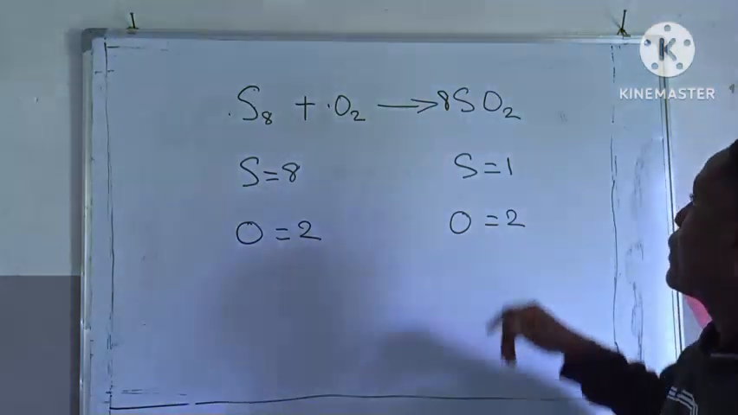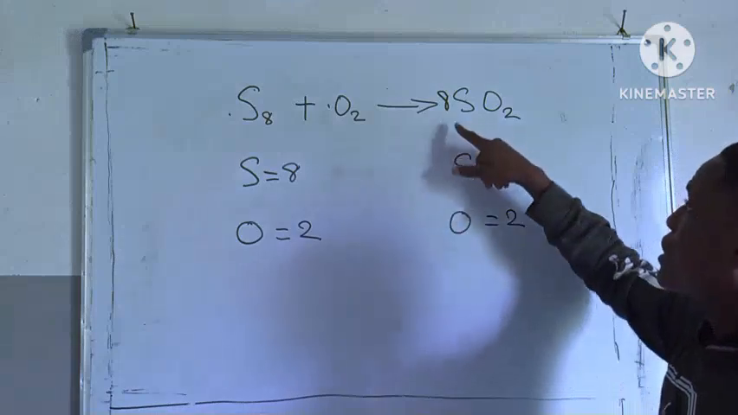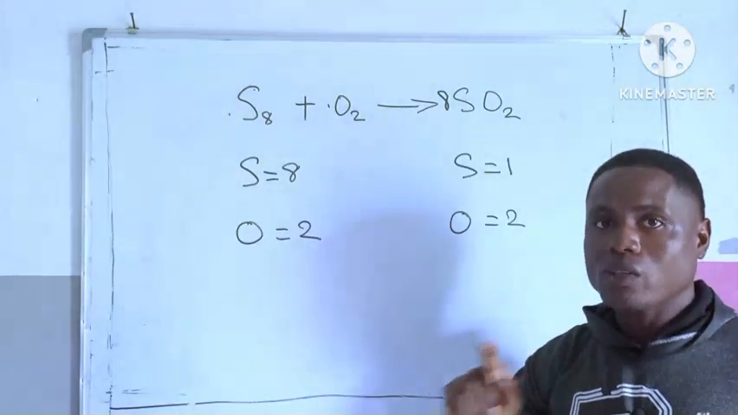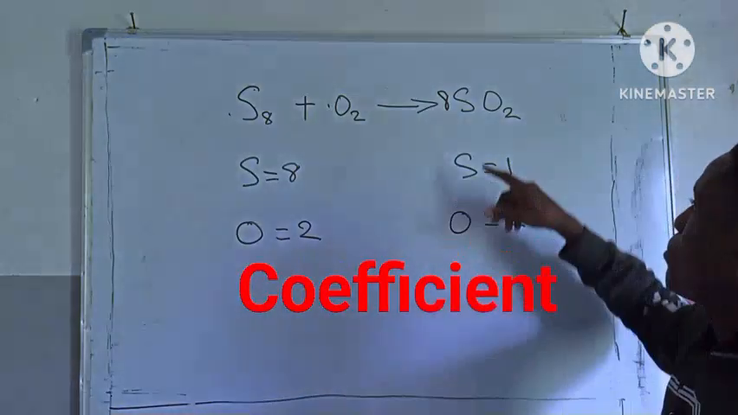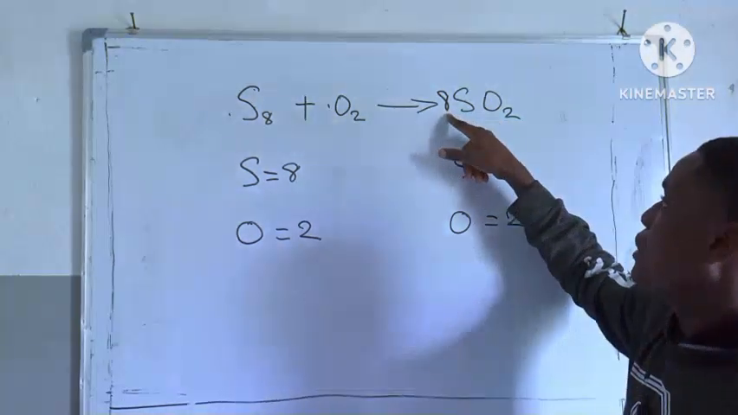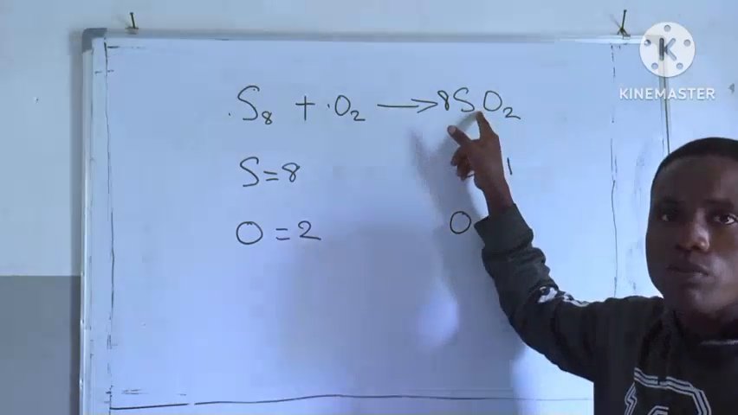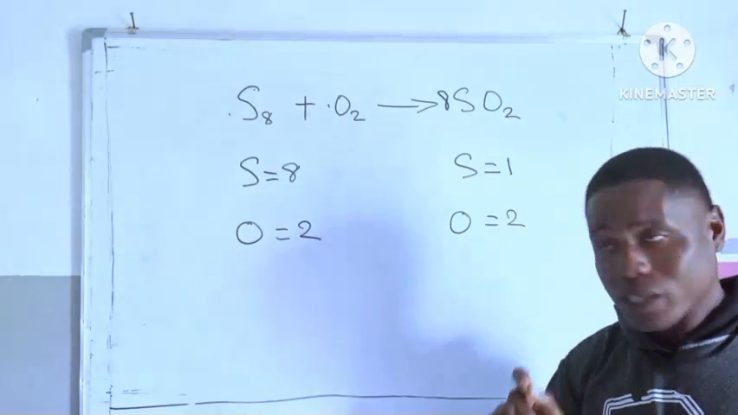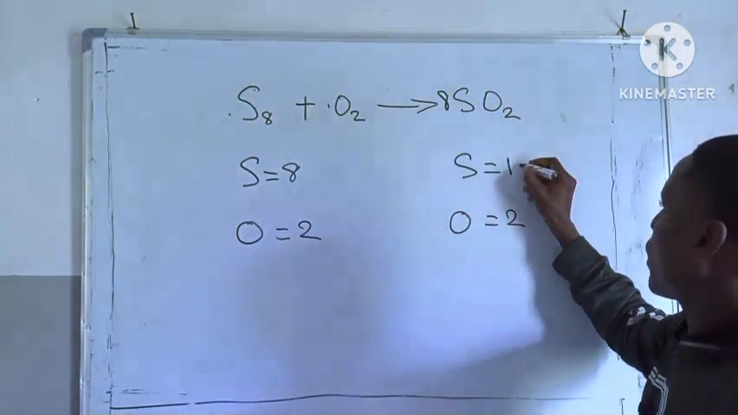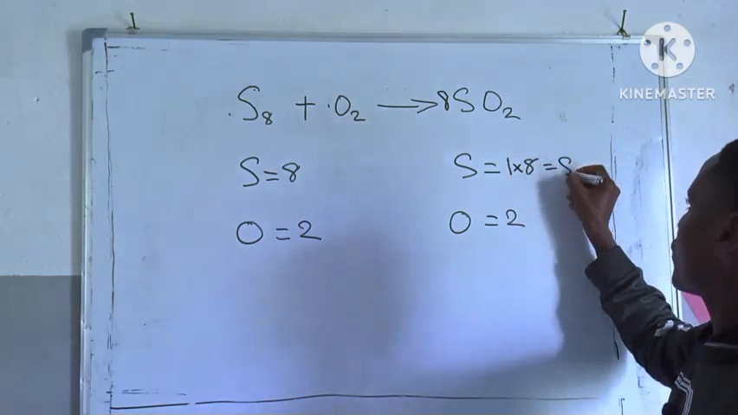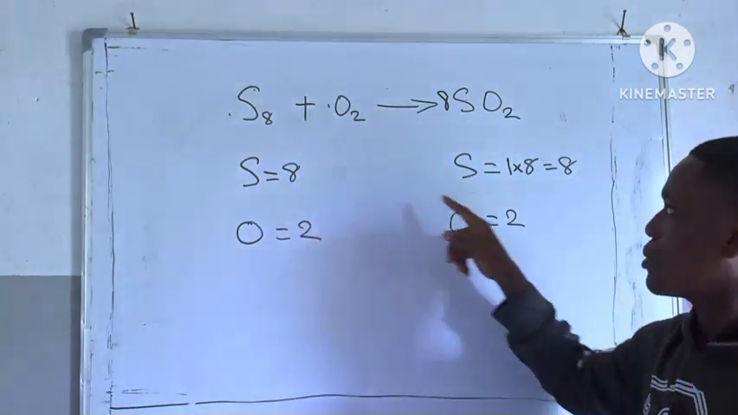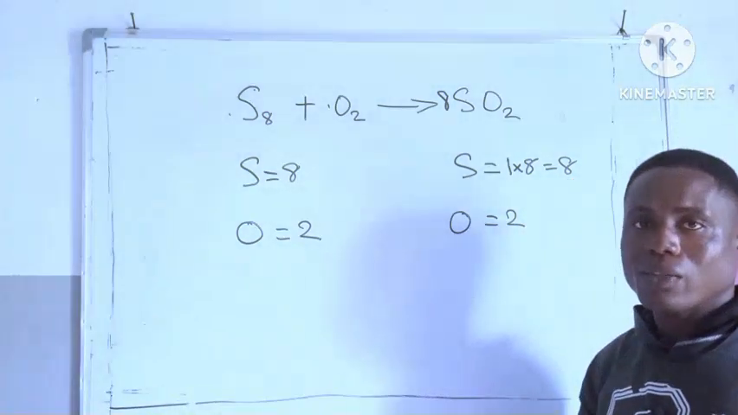So if we introduce 8 here, now take note, this is what we call a coefficient. You can see the spelling on the screen. Meaning this number is affecting all the elements in this compound. This number is affecting both the sulfur and the oxygen. So sulfur is now 8. 8 times 1 will give us 8. So you can notice that sulfur on the left side is now equal to the one on the right side.